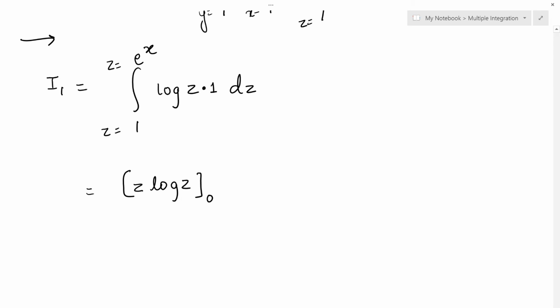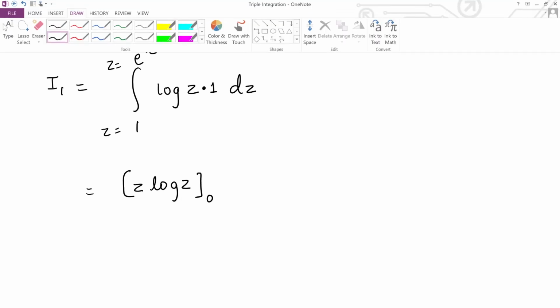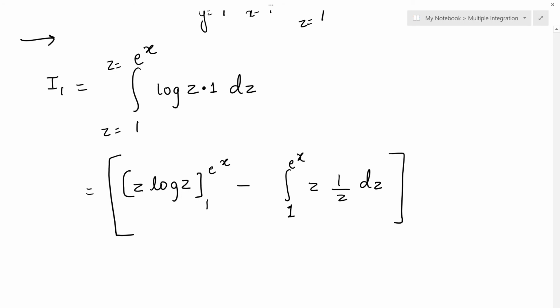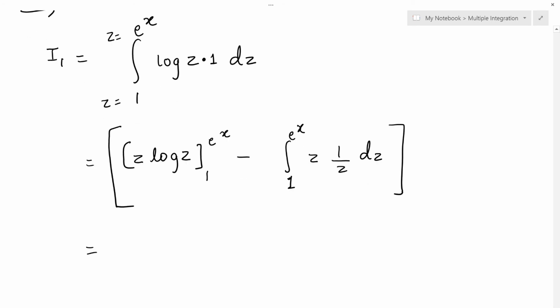The limits are 1, sorry, it's not 0, the limits are 1 and e raised to x, minus integration of 1 to e raised to x, derivative of 1 is z and derivative of log z is 1 by z dz. This is your by parts, right? So let us substitute the limits.